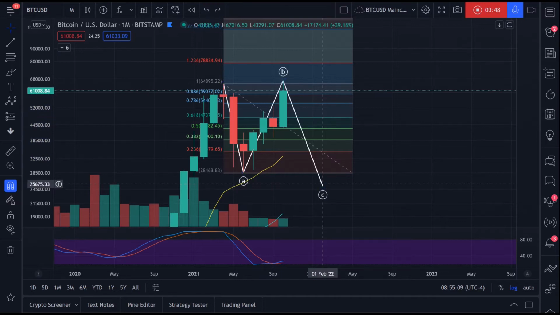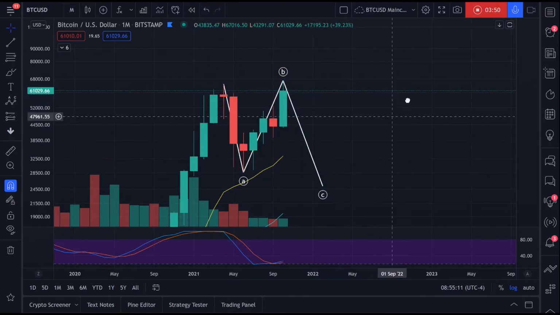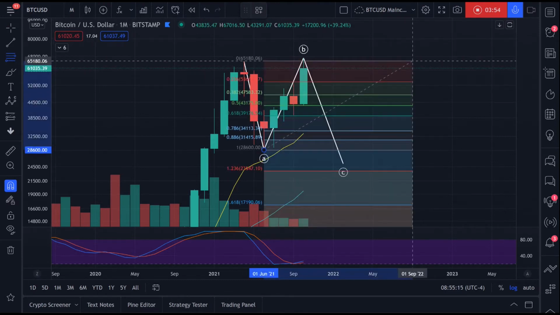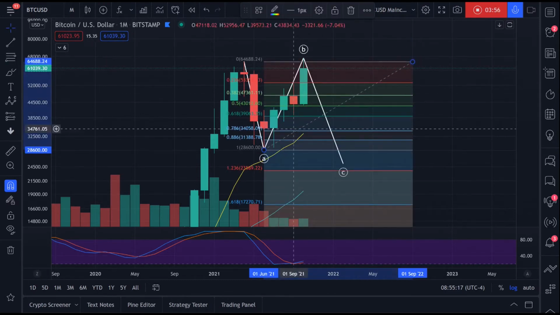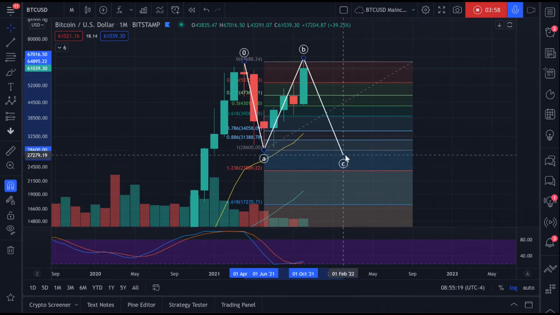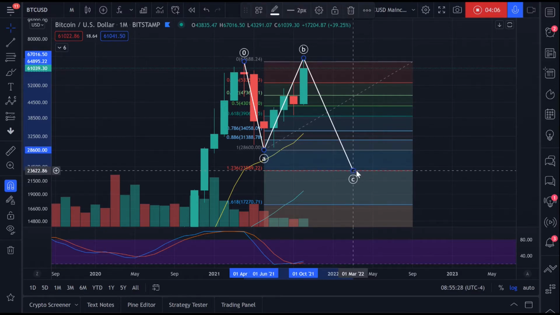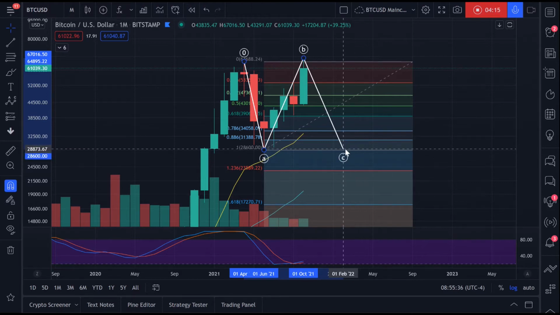Okay, whoops, wrong thing to delete. Right, so you can get either 1-to-1 of the A wave, which would give you 28.6, okay? Or you can get 1.236, which would give you 23.6, right? That's the most bearish, most extreme version of this. You get a target of 1.236.